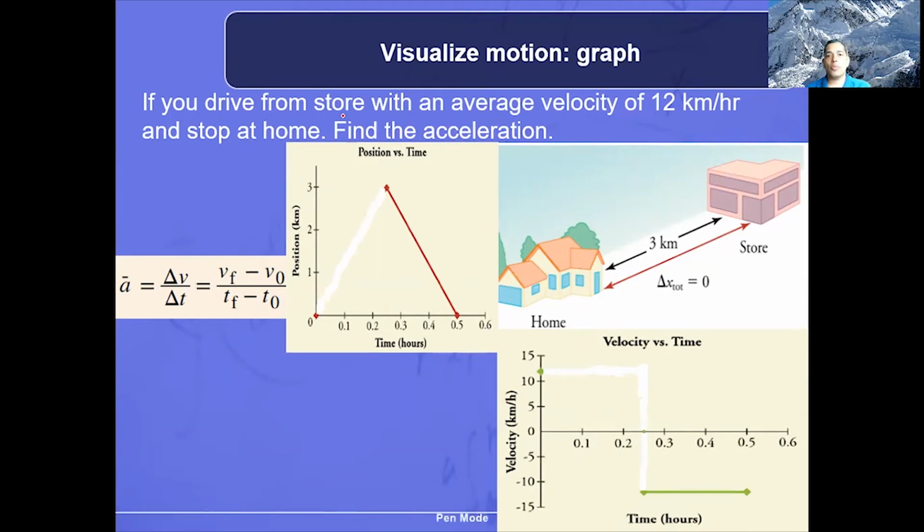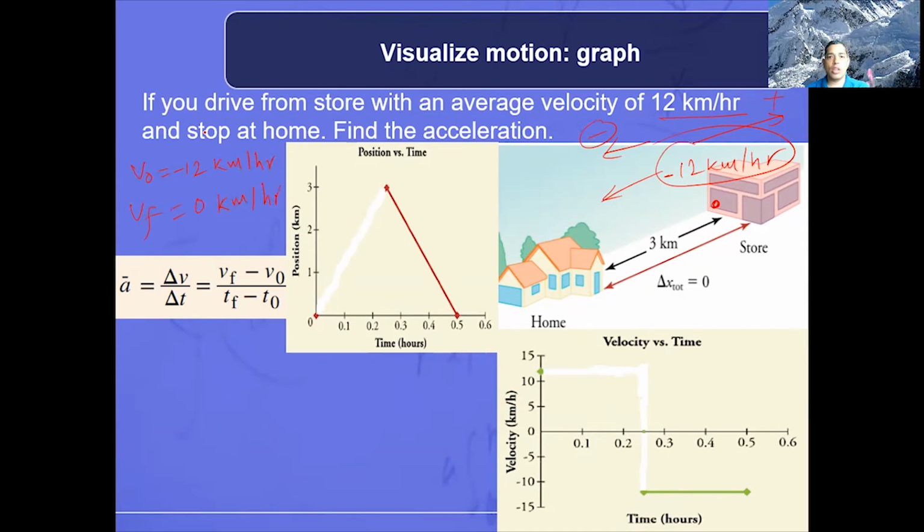Now, if you drive from the store with an average velocity of 12 kilometer per hour, it means you are coming back, which is negative, right? If you consider this as positive, this should be negative. I hope that makes sense. So this is negative 12. Your V0 is negative 12 kilometer per hour, and your Vf is 0 kilometer per hour.